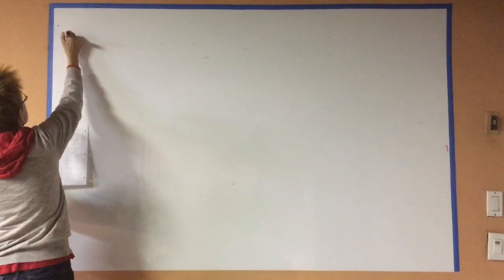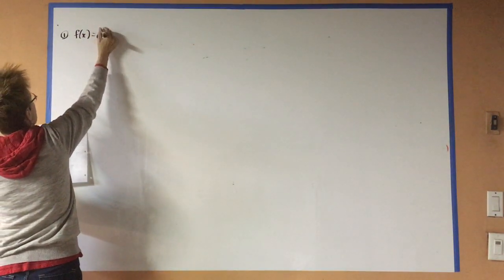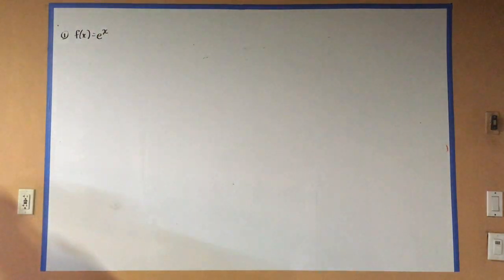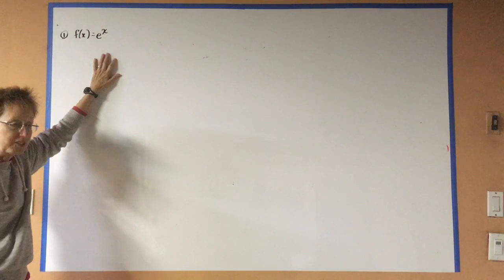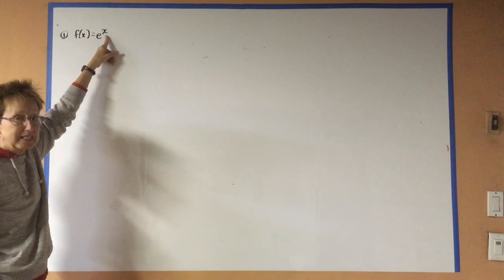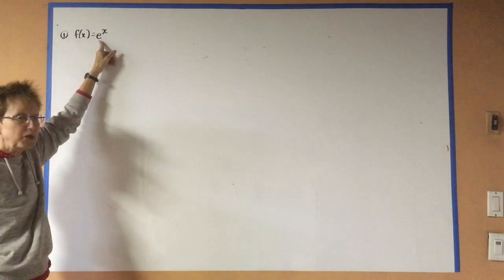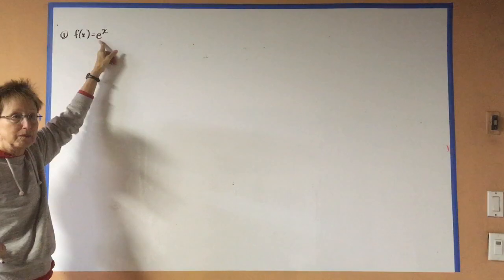So this one says, let's graph f of x equals e to the x. Well, this is an exponential equation or function. The unknown is in the exponent, the x is in the exponent, and the e is not a variable, it is a number. It's just irrational, but it's a number.